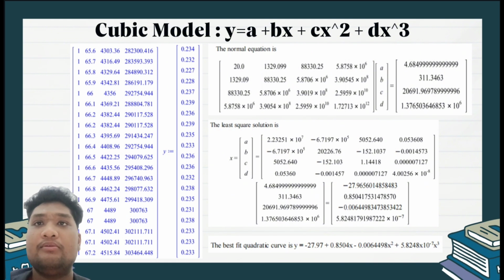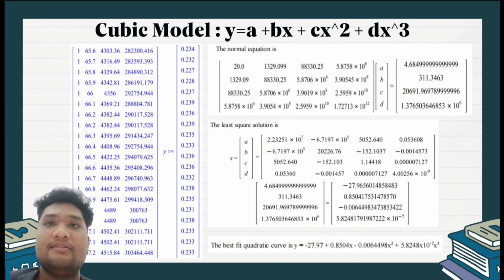My name is Muhammad Yusuf Hakimi bin Muhammad Yusuf. Let's proceed with the cubic model. The cubic model is a mathematical model represented by an equation such as y equals a plus bx plus cx squared plus dx cubed. Next, we set up the matrix based on the previous data, the X matrix from the data x values and the Y matrix from the data y values.